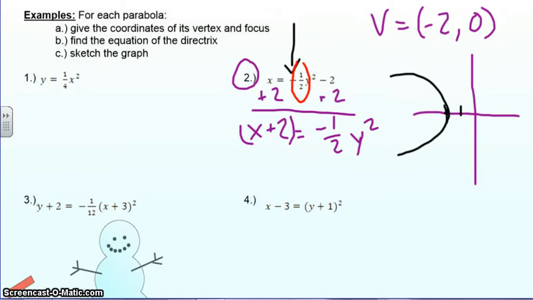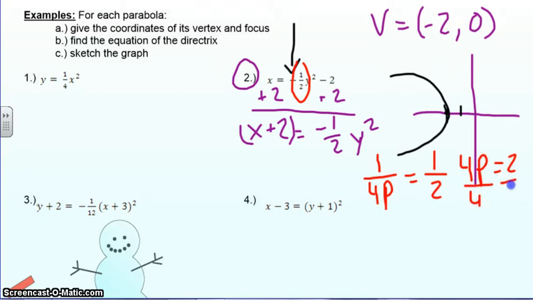So we're going to do a little equation. 1 over 4p equals 1 over 2. So if I cross multiply, I get 4p equals 2. Divide by 4. P is 1/2. So that means from the vertex, I go 1/2 to the left. That gives me the focus. And I'm going to go 1/2 back to make the perpendicular bisector.